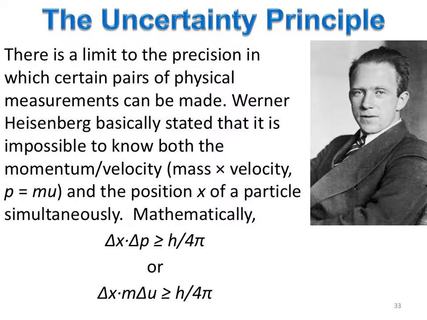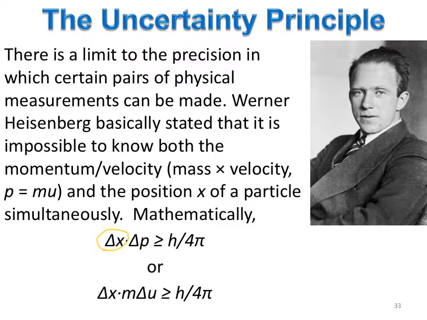Heisenberg stated that there is a limit to the precision in which certain pairs of physical measurements can be made. He basically stated that it is impossible to know both the momentum, that is, mass times velocity, and the position of a particle simultaneously. Mathematically, it looks like this equation below.